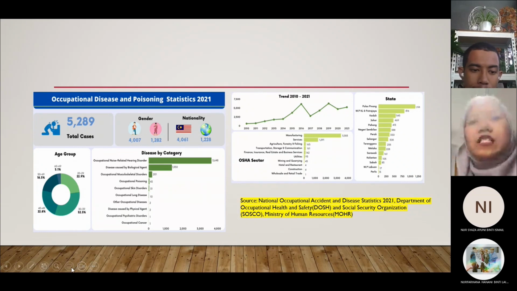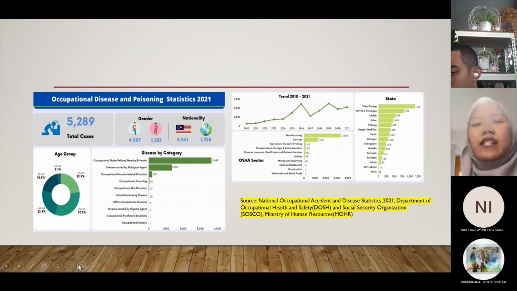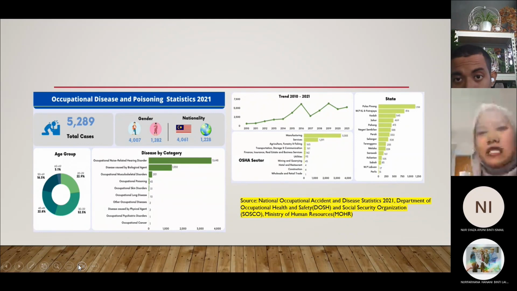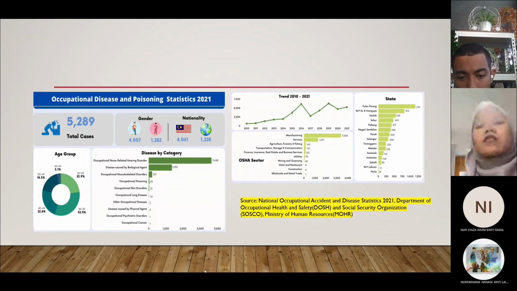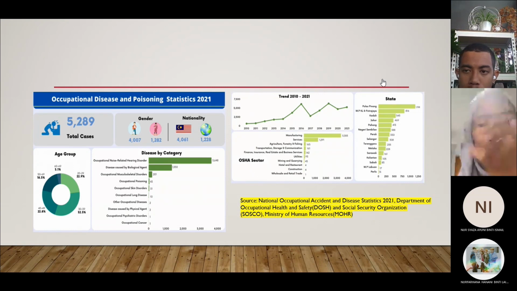For the chart, we can see the occupational disease and poisoning statistic rising from 2010 to 2021, and the cases are getting higher over time. We can also see the manufacturing sector holding the highest recorded cases, which is over 3,000 cases, followed by the services sector and the agriculture, forestry sector. Next slide.